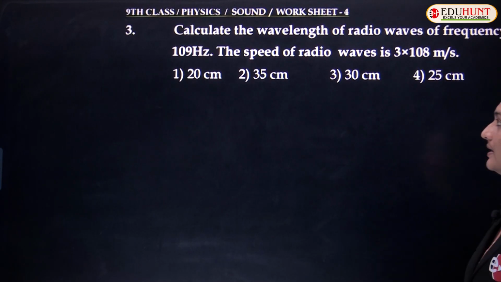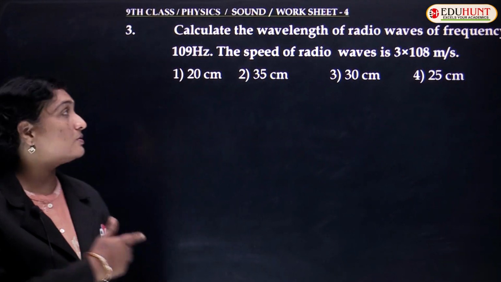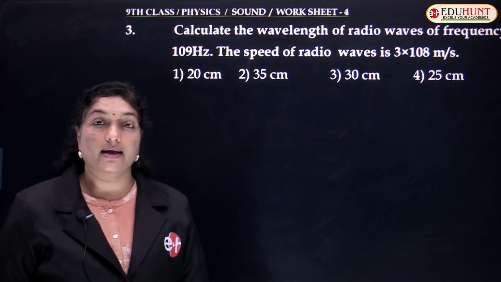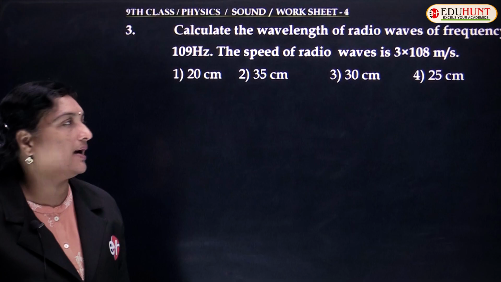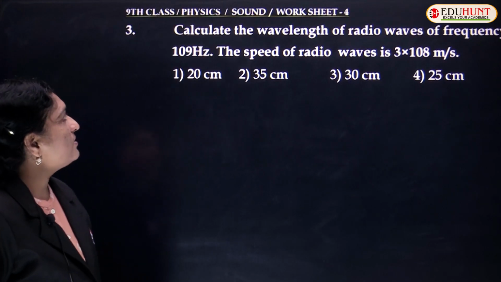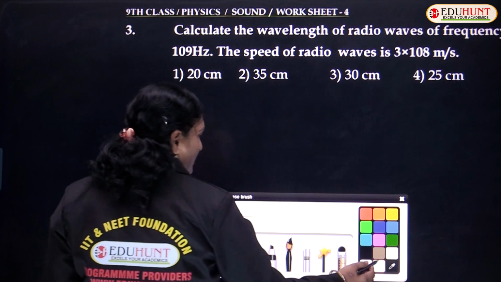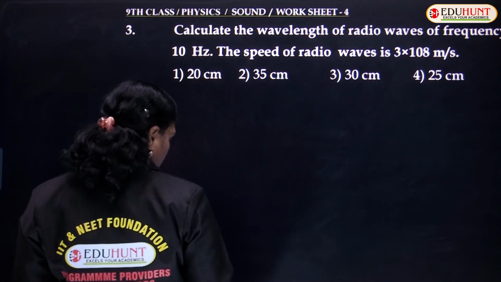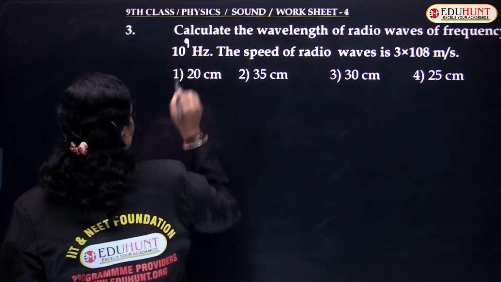Moving ahead with the next question, children. Question number 3. So, let us look at the question. Calculate the wavelength of radio waves. Again, you are asked to find out wavelength, lambda. Wavelength means lambda, of radio waves of frequency 1, it's not 109, children. Small correction is there. It must be 10 power 9 Hertz.